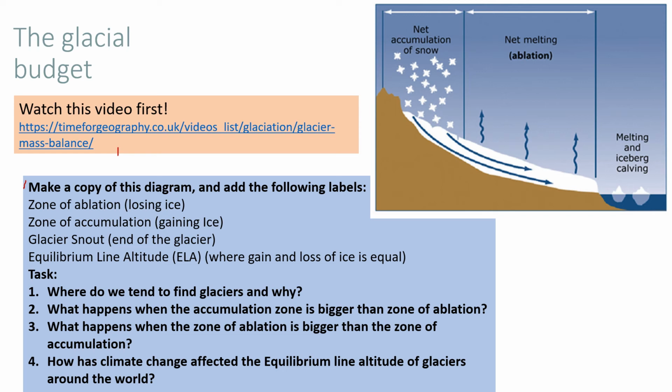So task 1, where do we tend to find glaciers and why? What happens to the glacier when the accumulation zone is bigger than the zone of ablation? What happens when the zone of ablation is bigger than the zone of accumulation? Quite a complicated one. And number 4, how has climate change affected the equilibrium line altitude of glaciers around the world? So pause here, watch the video and do those questions before moving on.